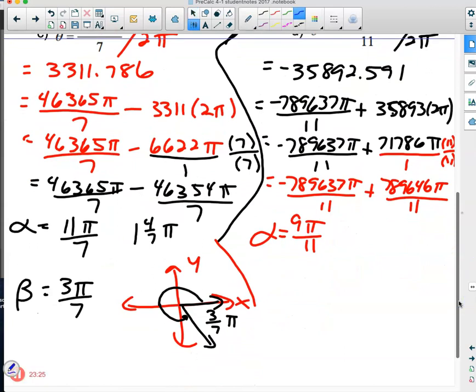Now we need our reference. So somebody tell me how we want to think of 9 pi over 11.